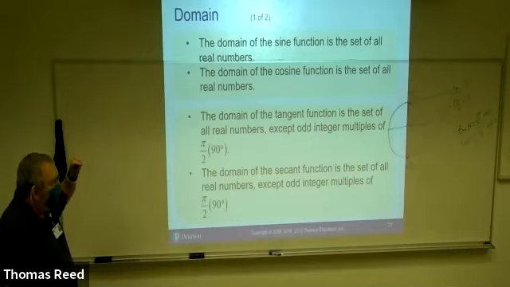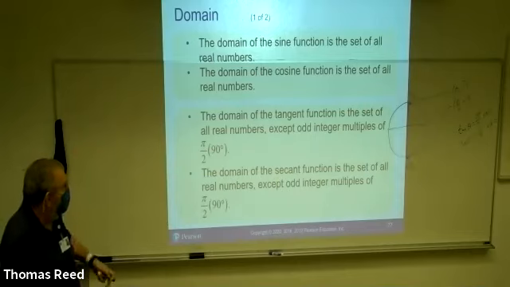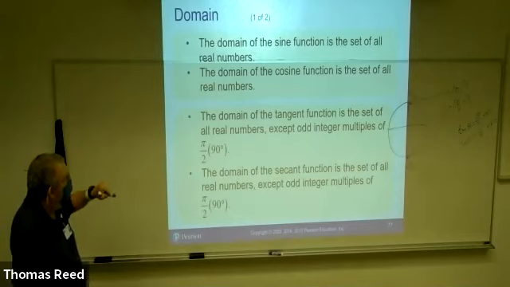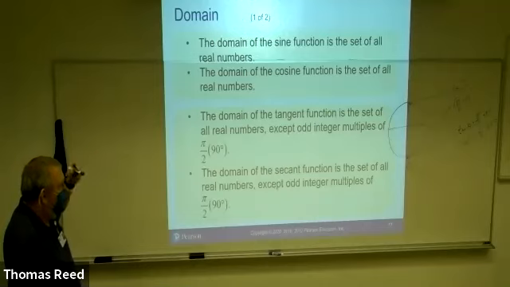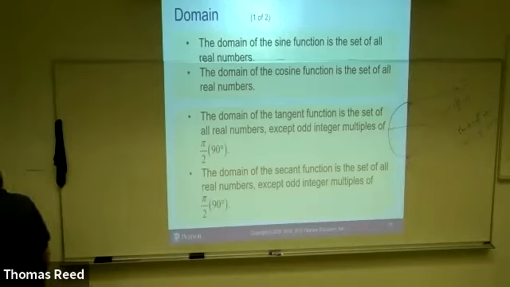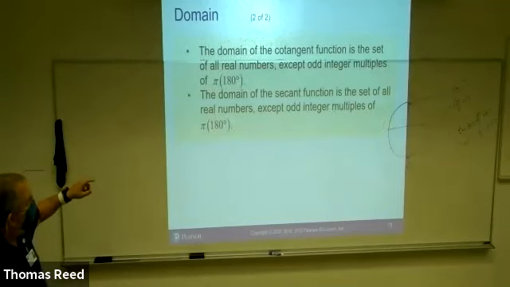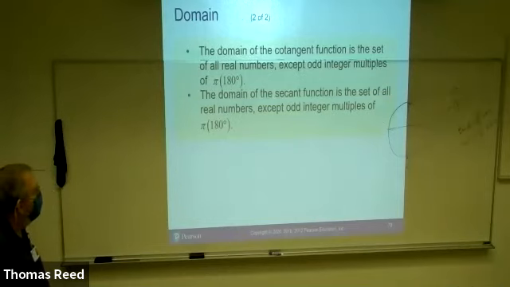With the reciprocal trig functions, you will have places where the functions do not exist. Same thing is true with tangent, as we already discussed. And so the only ones left are cotangent and cosecant. Well, because they are dealing with y being in the denominator, then it's going to be, I don't know if it's odd integer. No, it's just odd multiple integers.